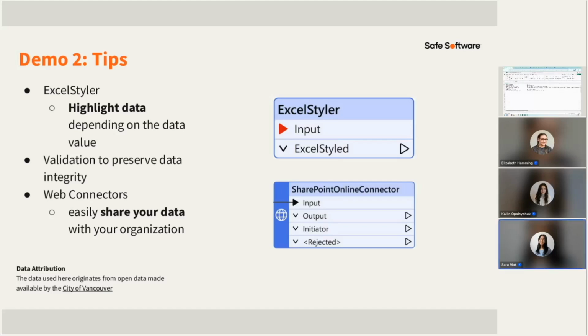And last tip here, I mentioned this a little bit during the demo in that SharePoint connector, but setting up your web connections and keeping them organized will go a long way. You can use your web connections across all your FME instances on your machine, or you can also export them and share them with others as well.